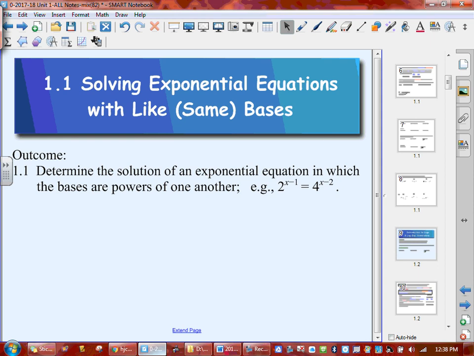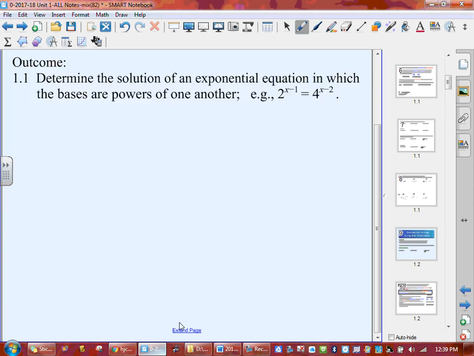Okay, this is lesson 1.1, solving exponential equations that are like bases. So, the first thing you have to look at is the type of exponential equations. Our exponential equations are like this: y equals a times b to the x. That's the basic exponential equation.